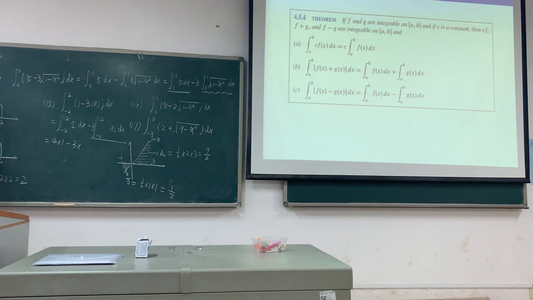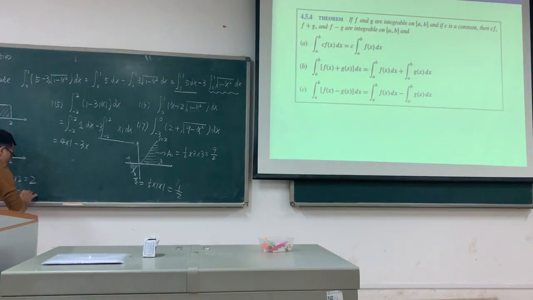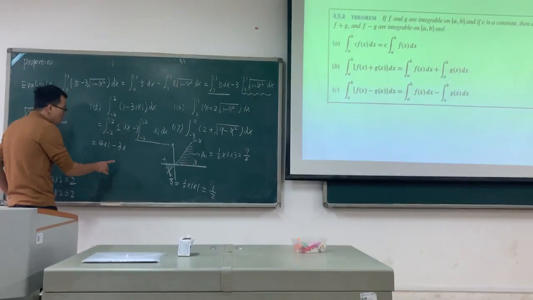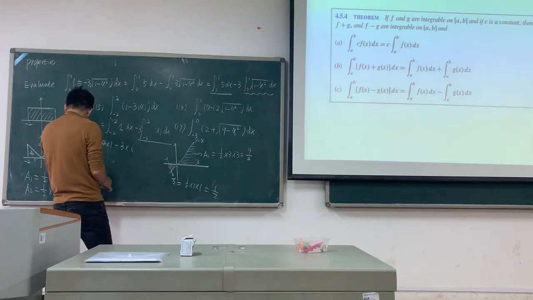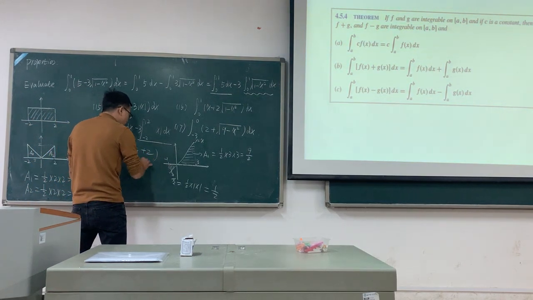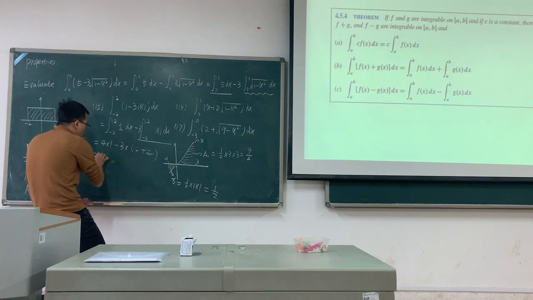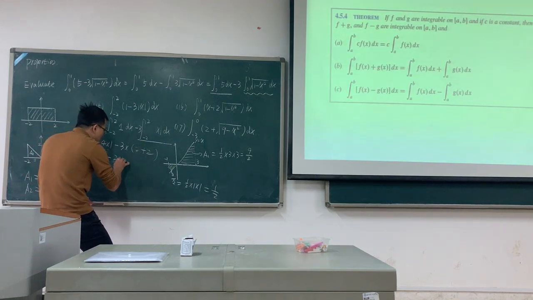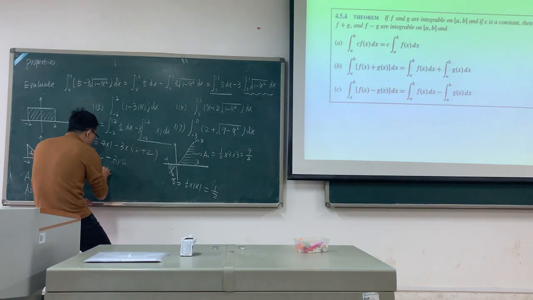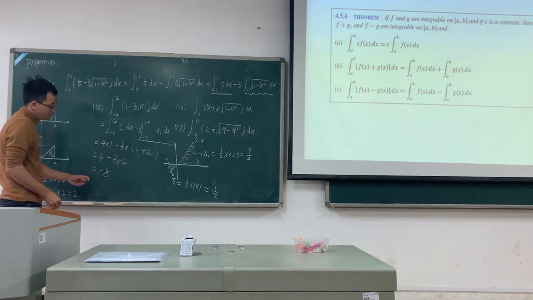And A2: the base is 2 and the height is 2. So A2 also equals 1 half times 2 times 2, equal to 2. So the integral equals A1 plus A2, which is 2 plus 2, equal to 4. So 4 minus 3 times 4 equals minus 8.